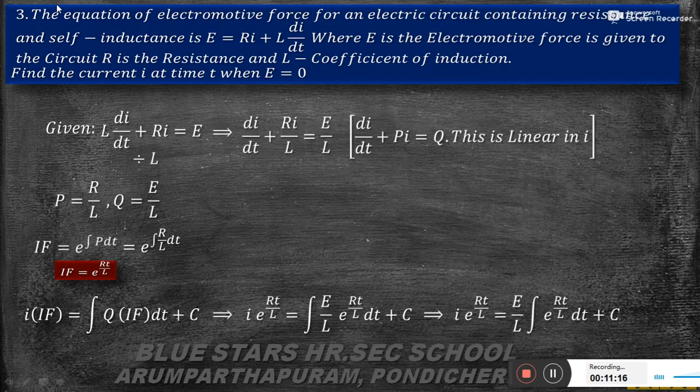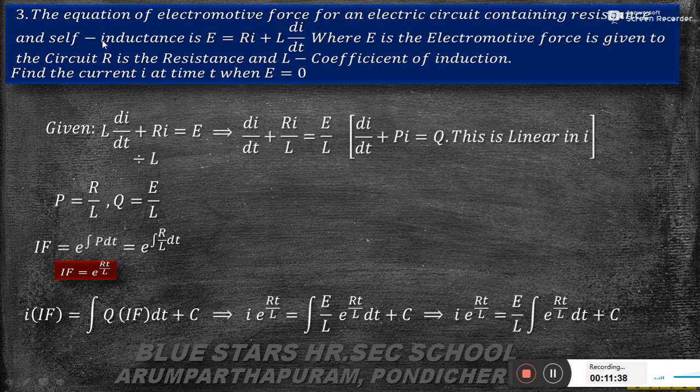This is the third problem. The equation of electromotive force for an electric circuit containing resistance and self-inductance is E equal to Ri plus L into di by dt, where E is the electromotive force given to the circuit, R is the resistance and L the coefficient of induction. Find the current i at time t when E equal to 0.